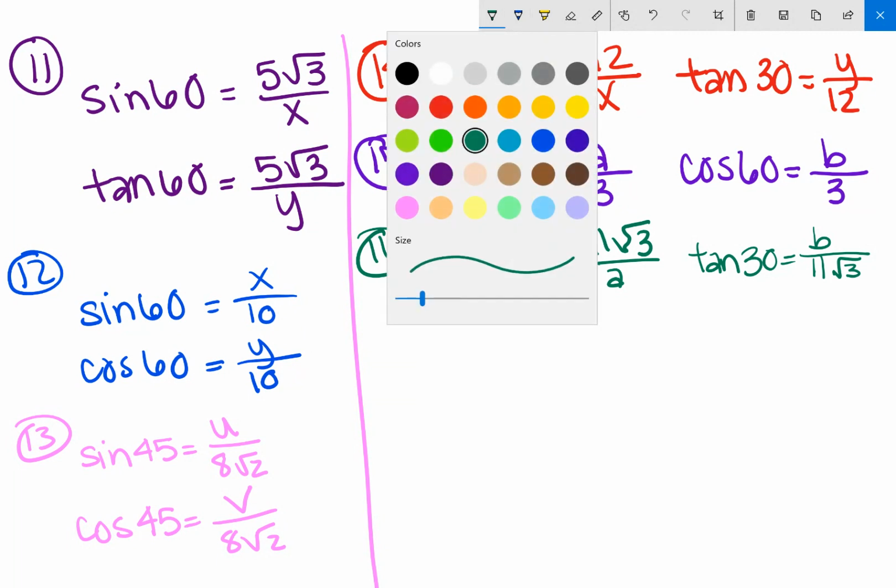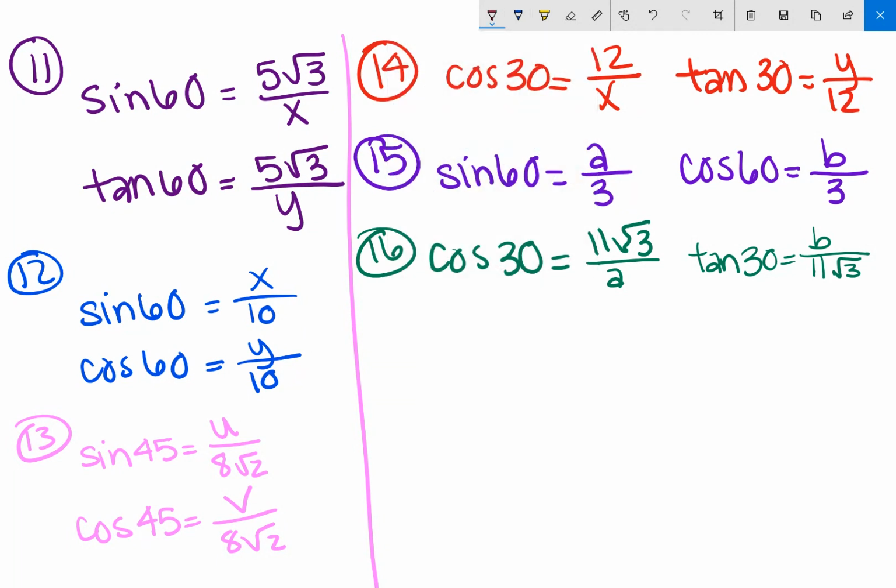For number 17, we have the 60 degrees, and the A and B are our leg lengths. So if I wanted to find A, I would need opposite over hypotenuse, which is sine. So sine of 60 equals opposite A over hypotenuse, 2 square root 2. And then if I wanted to find B, I would need my adjacent over hypotenuse.